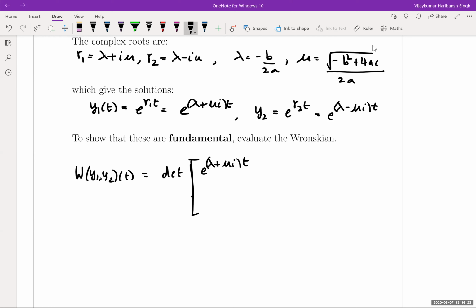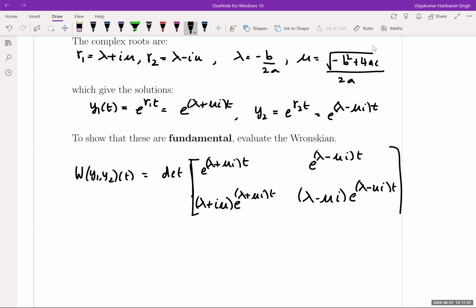You will have e to the power lambda plus mu i t. And then y2 is e to the power lambda minus mu i t, and then the derivative of that is, the constant comes out, e to the power lambda minus mu i t. Now we want to compute the determinant.